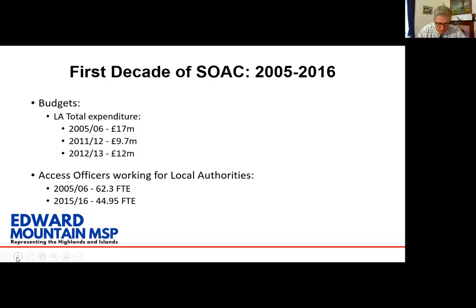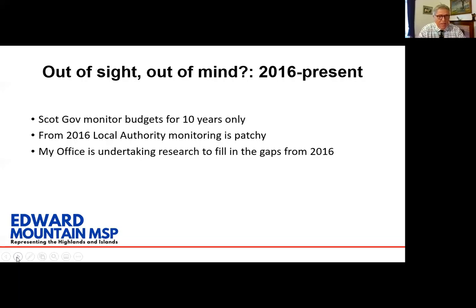What we also know is that the monitoring of budgets, on the next slide, has decreased as well. The Scottish Government only monitored the budgets for the outdoor access code for the first 10 years of the code, and they've really lost interest since then. From 2016, we know that local authorities haven't really been monitored as far as their contribution is concerned. I'm trying desperately hard to fill in the gaps, but suffice to say that despite doing FOIs on every single local authority, their information is patchy at best.